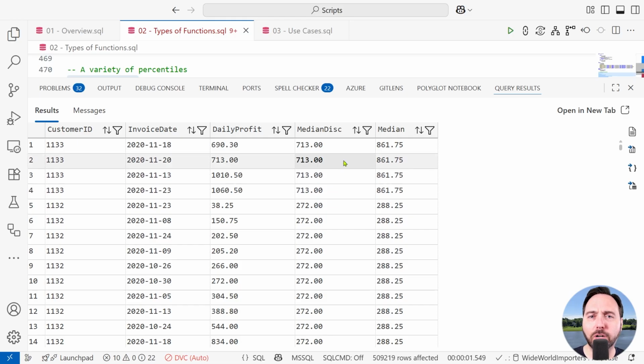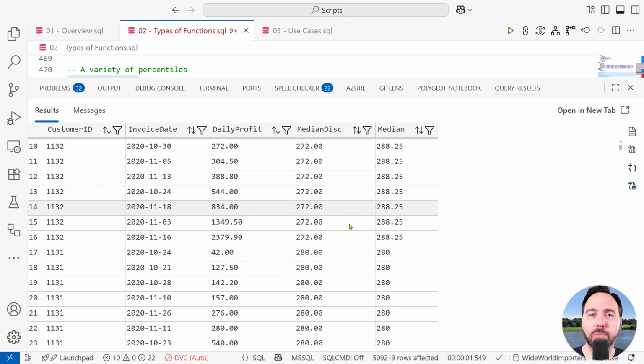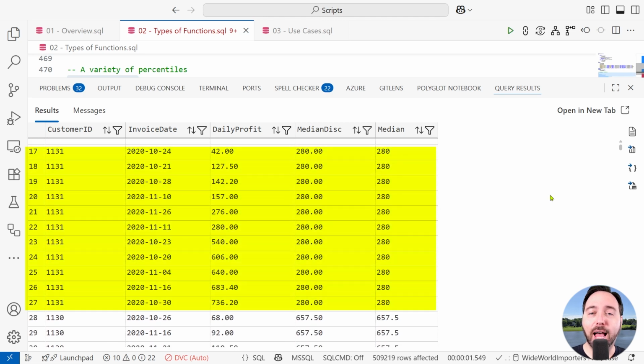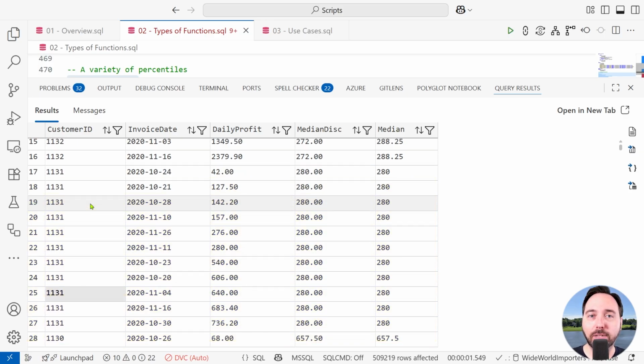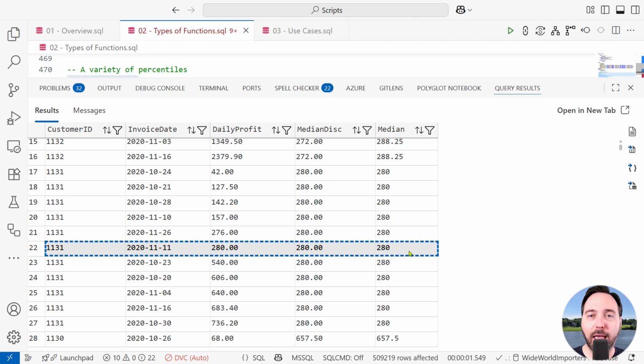Let's scroll down just a little bit to customer ID 1131. This customer has an odd number of sales. Specifically, they had 11 sales. When the number of records in a set is odd, our calculation of median is simple. We take the single record in the middle of this ordering. That would be the 6th record of 11, which happens to have a value of $280. And because we have that single record, the continuous and discrete calculations will return the same number.